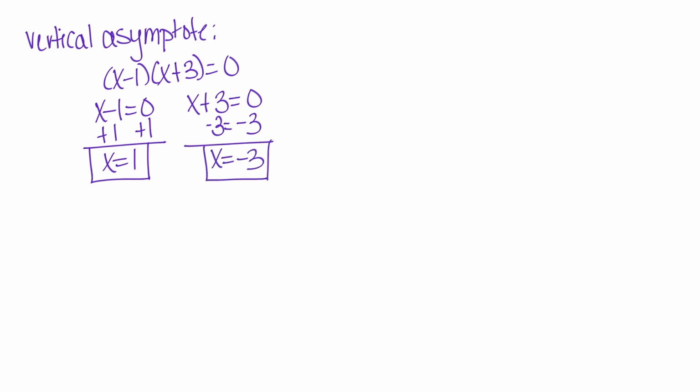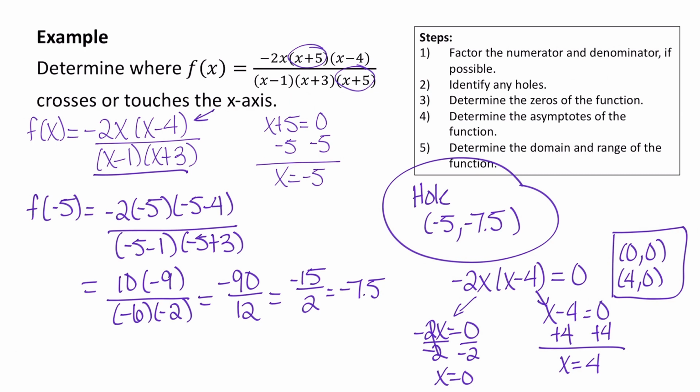That's another vertical asymptote. So for the horizontal asymptotes, we're going to think about the degree of the function. For the degree of the numerator, we have 1, 2, 3 x's, so that has degree 3. And the denominator, we have 1, 2, 3 x's. That also has degree 3. When it has the same degree, remember we do the ratio of the leading coefficients.